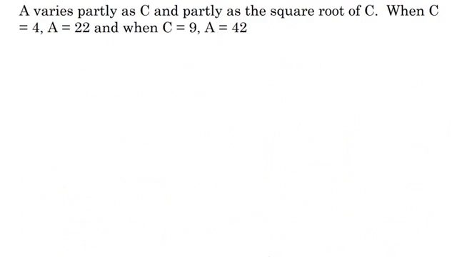Let's look at another one. In this one, they're saying A varies partly as C. Varies partly as C, it's not a constant. So you have A will be equal to something that varies partly as C, and in this case plus partly as the square root of C.